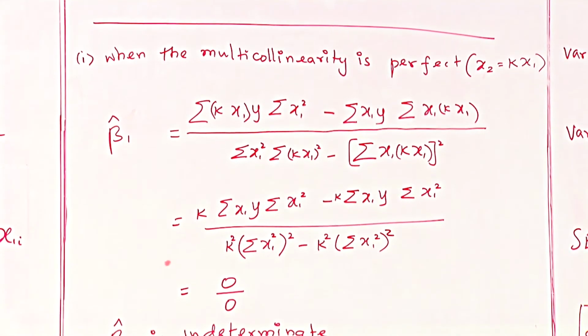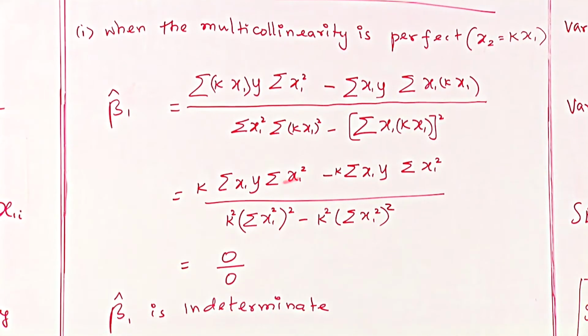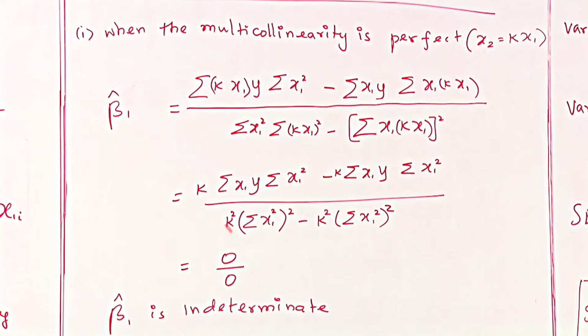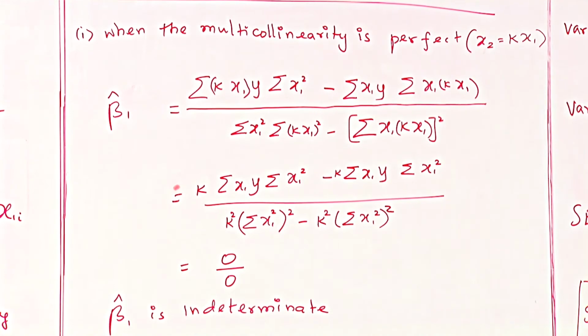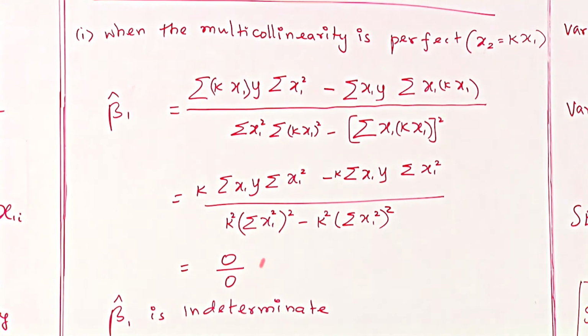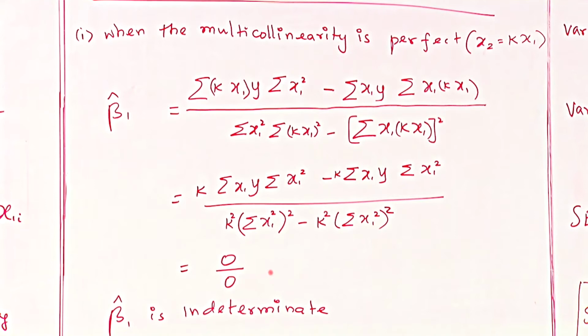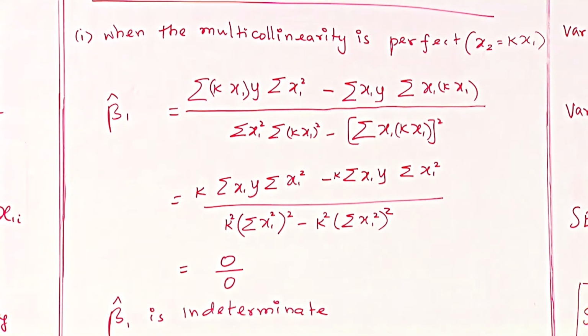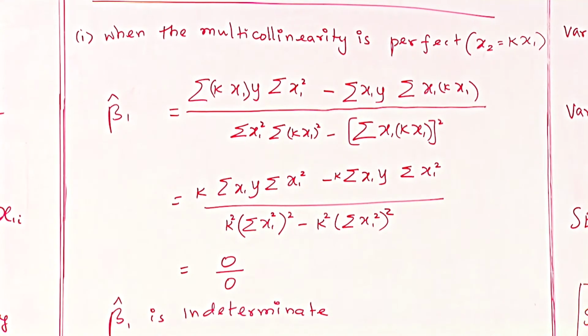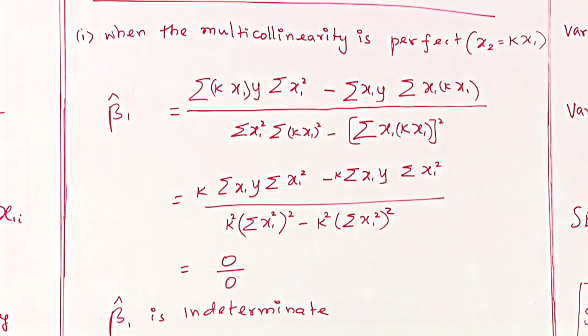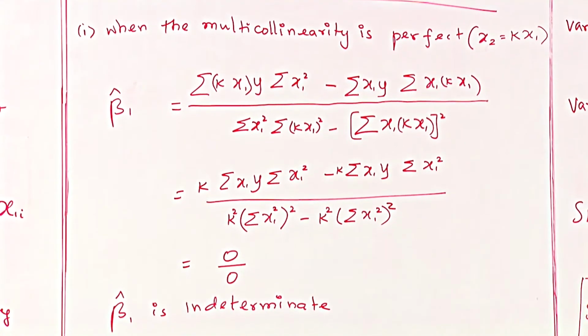If you look at this equation, both these terms are 0, the numerator and the denominator, because the terms are the same. So, subtracting them gives 0. You get 0 over 0 in the numerator and denominator. This means beta 1 does not have a value; beta 1 is indeterminate. This happens when the multicollinearity is perfect. So, in the presence of perfect multicollinearity, you will not be able to estimate the regression coefficient.